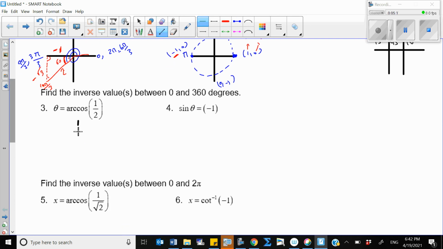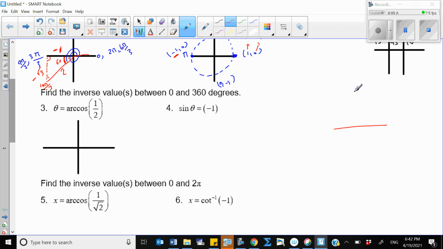Next, we are trying to find inverse values. Again, we need our coordinate plane. Also, we need to look at the chart that we had before. If you remember, we had All Smarties Take Calculus. That means here all three functions are positive. On this one, only sine is positive. Here only tangent is positive, and here only cosine is positive. Based on this chart, I'm going to look at the value that I have here, 1/2. 1/2 is positive.